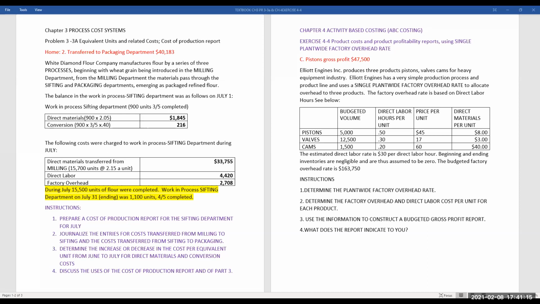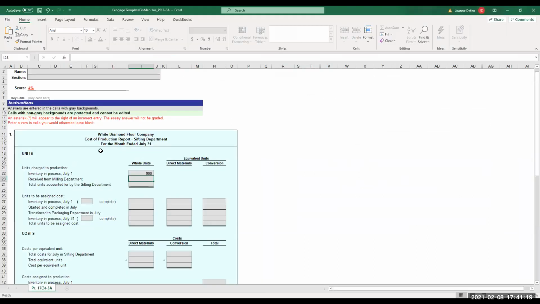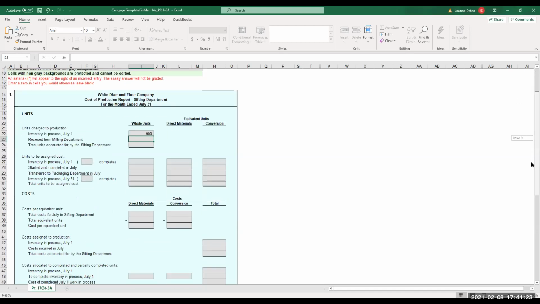I got to do a new share. It's a pain, but we gotta work through this. Does everyone see the white diamond flower? Do you see that now? Yes. Okay, good. Thank you.